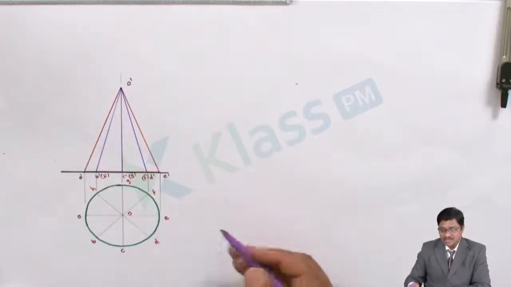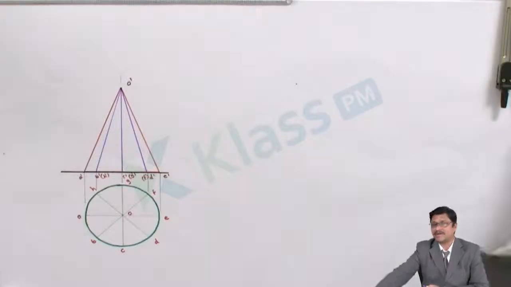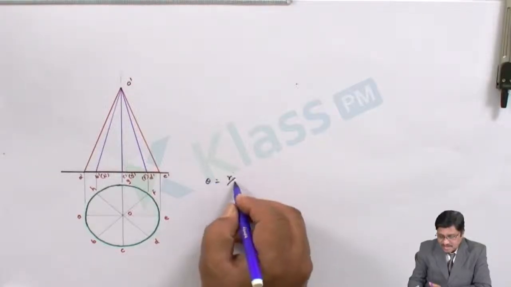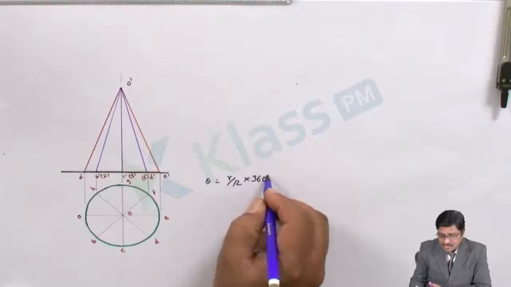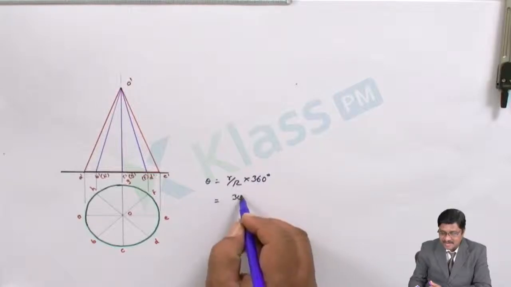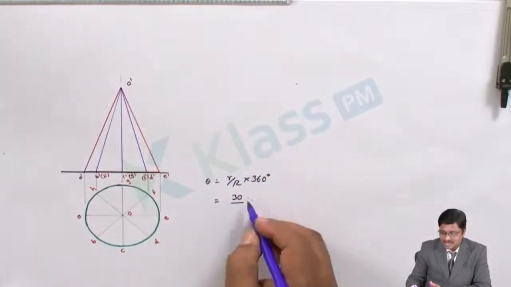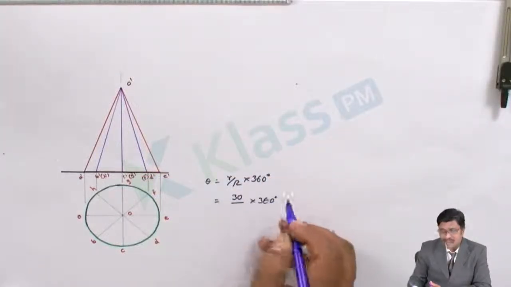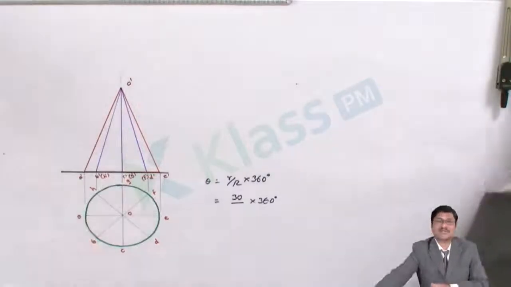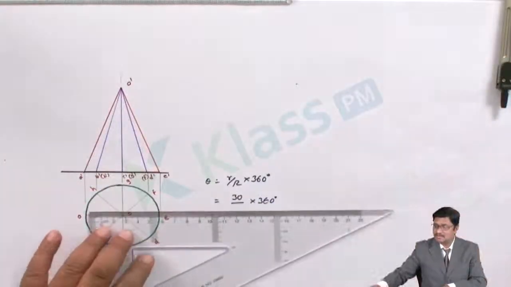For that, the formula is theta equals small r by capital R, into 360 degrees. Small r has been given as 60 mm diameter, which means it is 30. Capital R is nothing but the slant length to be measured, multiplied by 360 degrees. Let me check how much the slant length is here. I can measure with the scale, otherwise we can confirm with the compass.